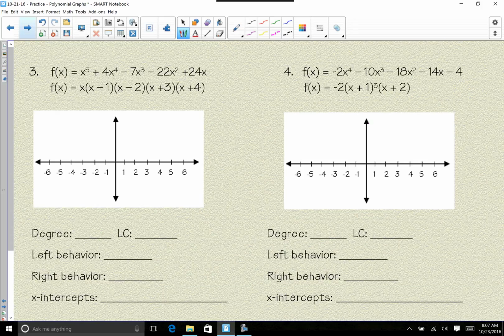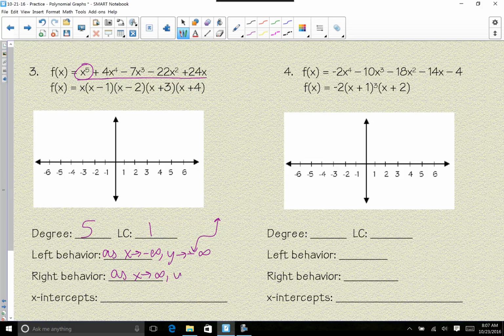Number 3, degree. I'm looking at the first equation right here to tell me all this. And really, I'm looking at just this term right here. So the degree is 5. The leading coefficient is 1. So that means you're up on the right, down on the left. So on the left side, as x goes to negative infinity, y goes to negative infinity because it's down. And on the right, as x goes to positive infinity, y goes up to positive infinity.